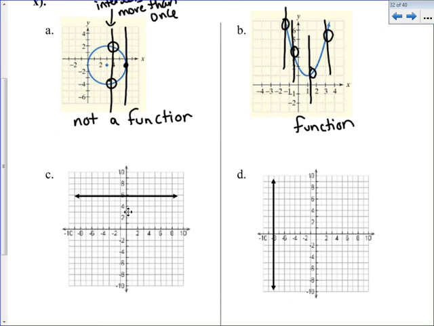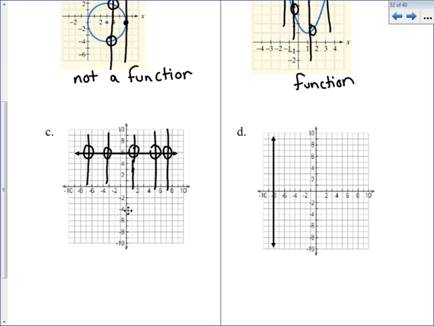So how about C? Function, not a function? Function. It's probably the easiest example to see it's a function. If I draw a vertical line anywhere on here, it only intersects once. Each vertical line will only intersect that graph once. If I can't get it to hit more than one point, we know it is a function.